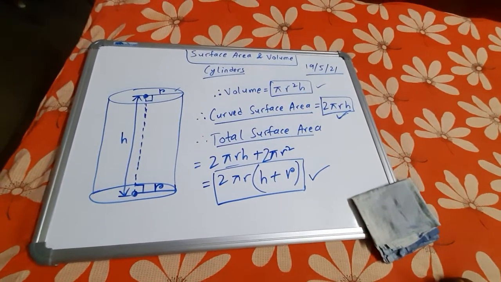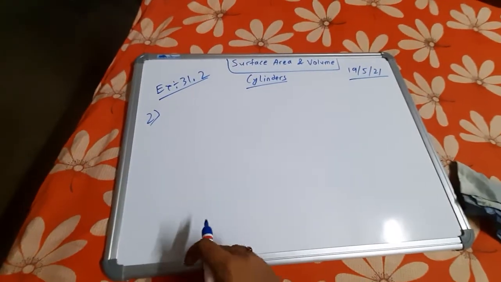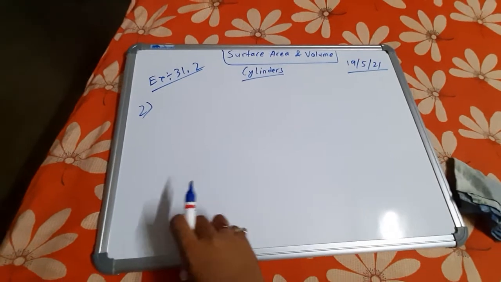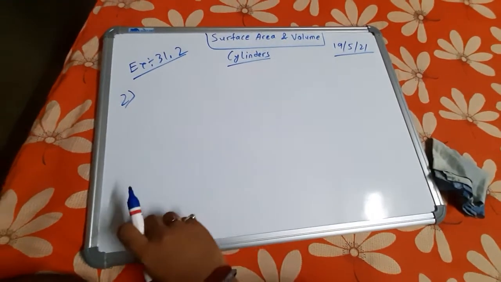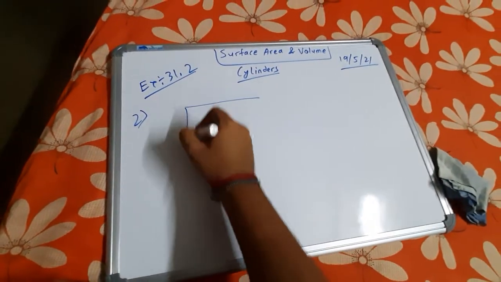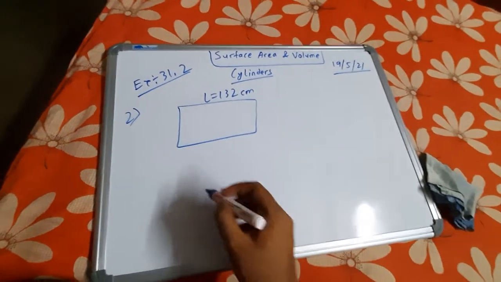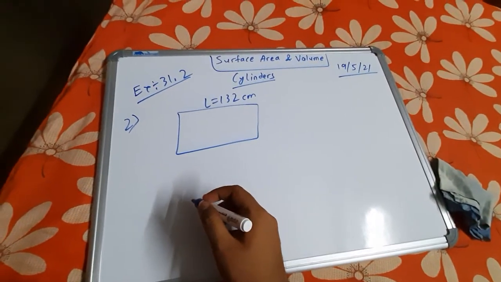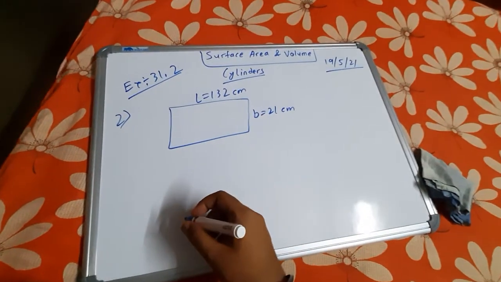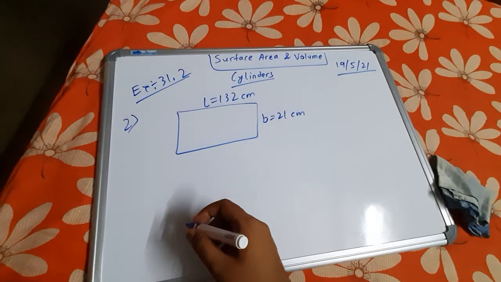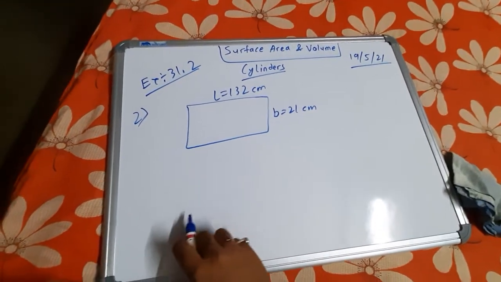Okay, now we will be taking some examples from exercise 31.2. We will be doing number 2. The question says a rectangular sheet of length 132 centimeter, and breadth is 21 centimeter. Now this is folded in the form of a cylinder. Now the total surface area of the cylinder so obtained will be, what?